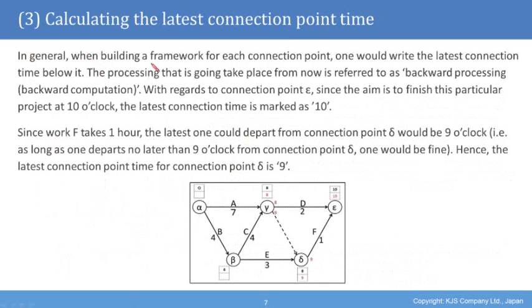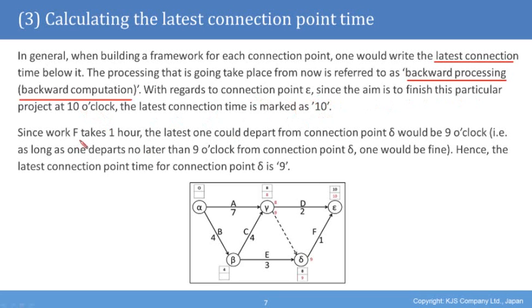In general, when building a framework for each connection point, one would write the latest connection time below it. So first of all, we see that we've got the earliest connection time at the top, but we're also going to write the latest connection time below it. The processing that is going to take place from now is referred to as backward processing, or sometimes known as backward computation. With regards to the last connection point epsilon, since the aim is to finish this particular project at 10 o'clock, the latest connection time is marked at 10.